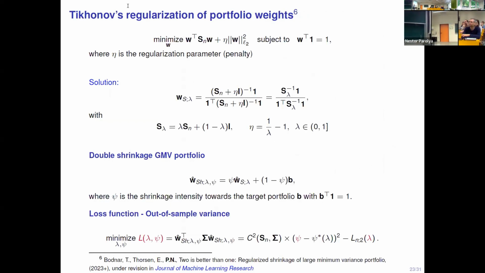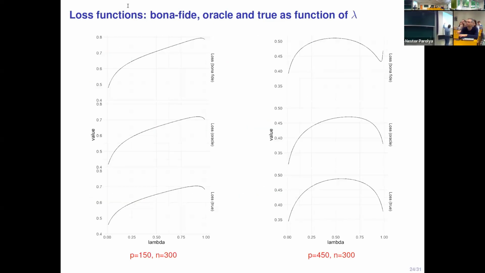C is smaller than 1. For this specific example, we did it. So you have this function. This is the true value, the oracle, the asymptotic value, and the estimated, purely data-driven. So they are very close, and the true lambda is really picked nicely.